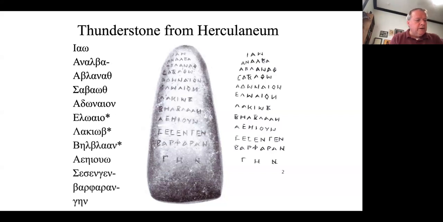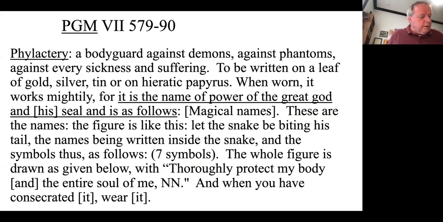You can get an idea of the kind of recipe and diagram that produced these circular designs on the Pergamon thunderstones by looking at a recipe from a 4th century handbook that probably came from Upper Egypt near Thebes. Phylactery, a bodyguard against demons, against phantoms, against every sickness and suffering. Let it be written on a gold leaf, a leaf of gold, silver, tin, or on hieratic papyrus. Let the snake be biting its tail. Let the names be inside the snake, and the symbols too in this way, as follows.